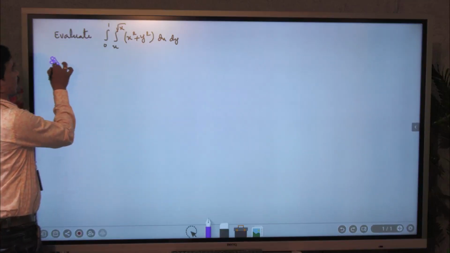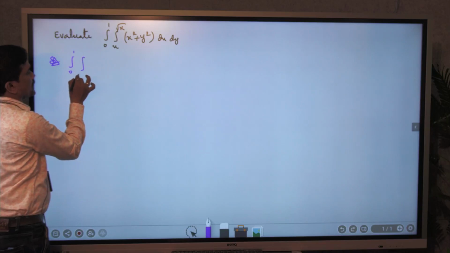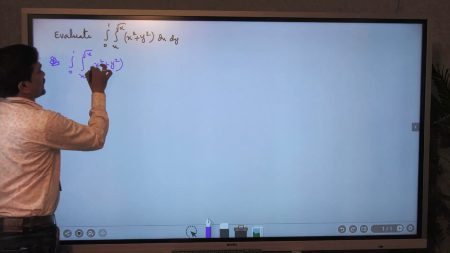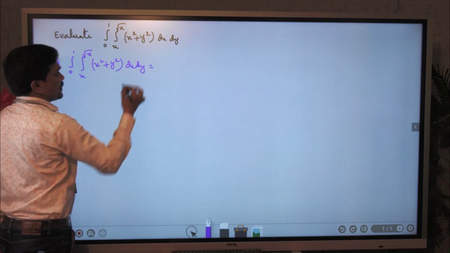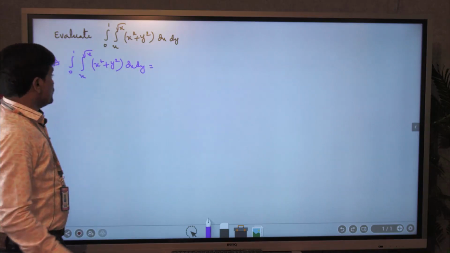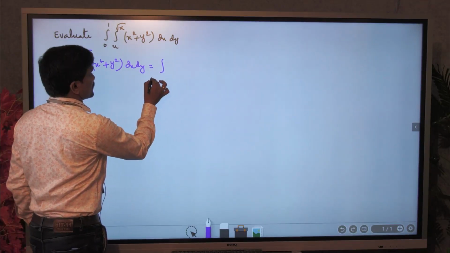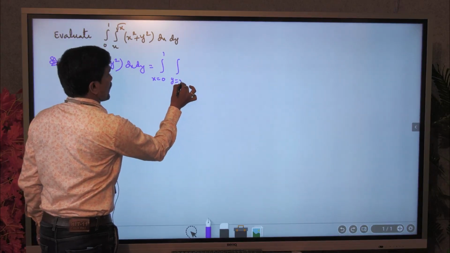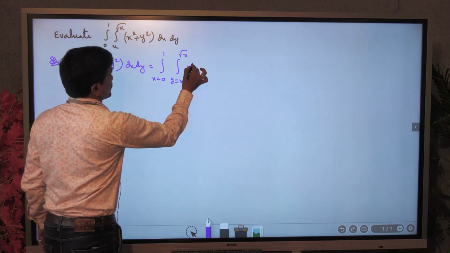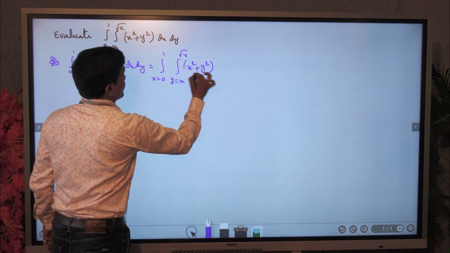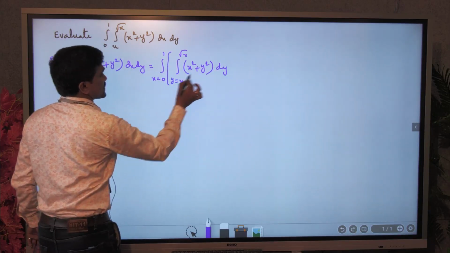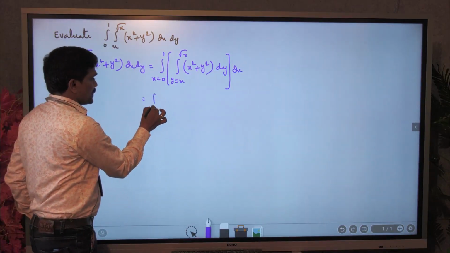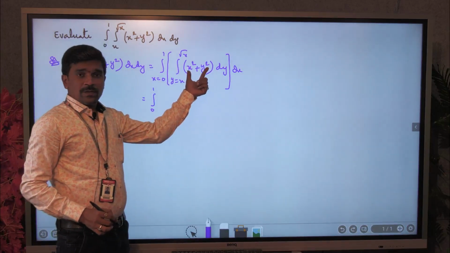So integrate with respect to y first, then with respect to x. Now take the given problem: integral 0 to 1, integral x to root x, of x square plus y square, dy dx. Integrating with respect to y first, write x from 0 to 1 and y from x to root x, with the function x square plus y square dy, into dx.